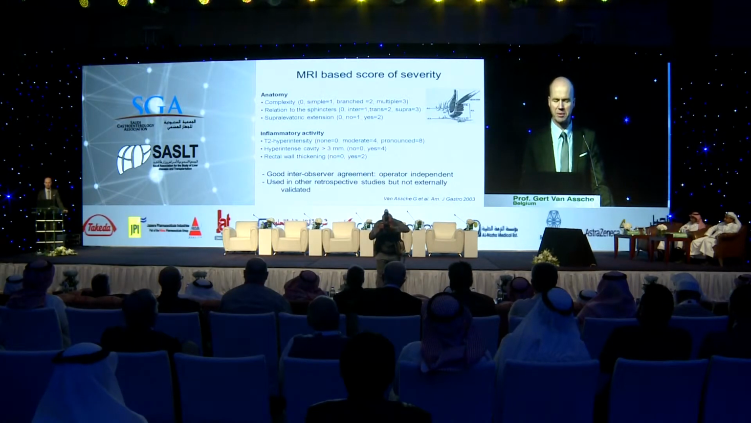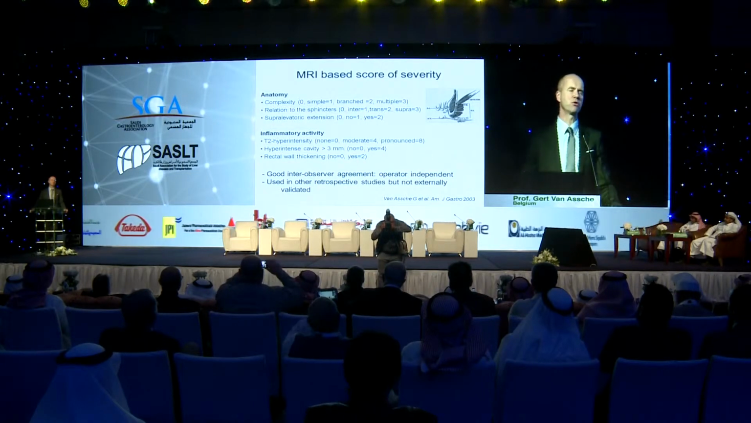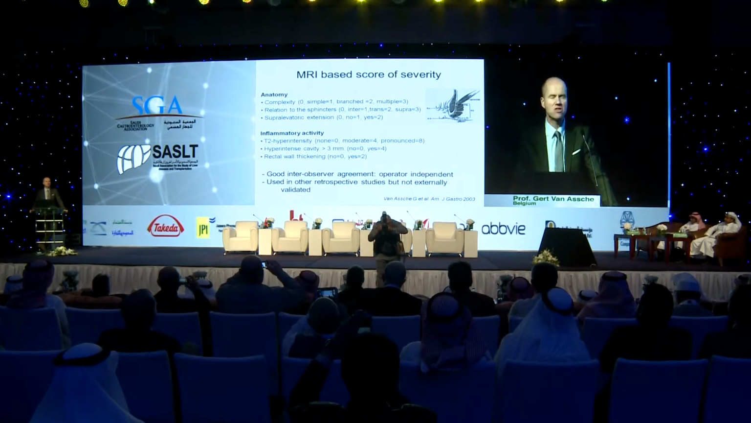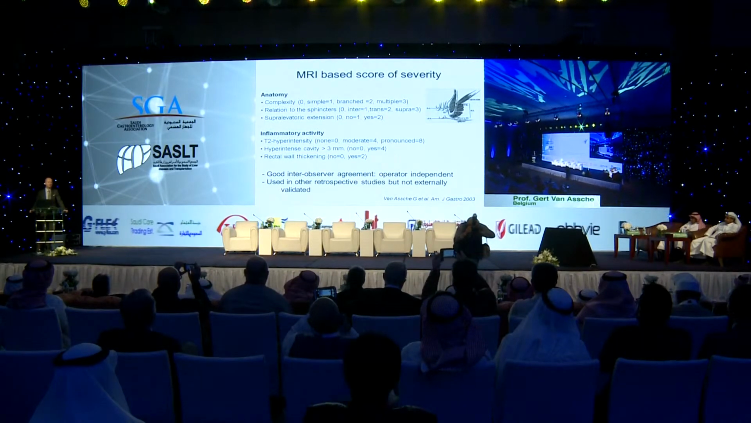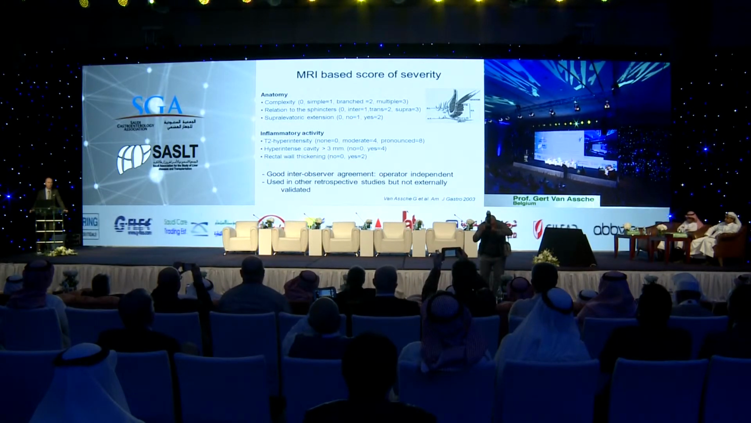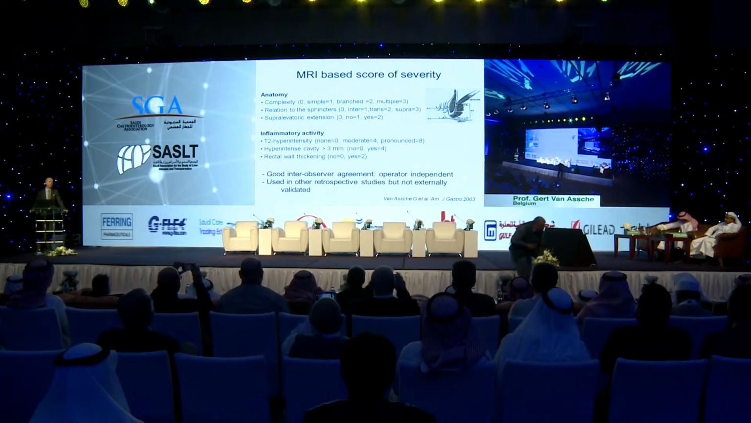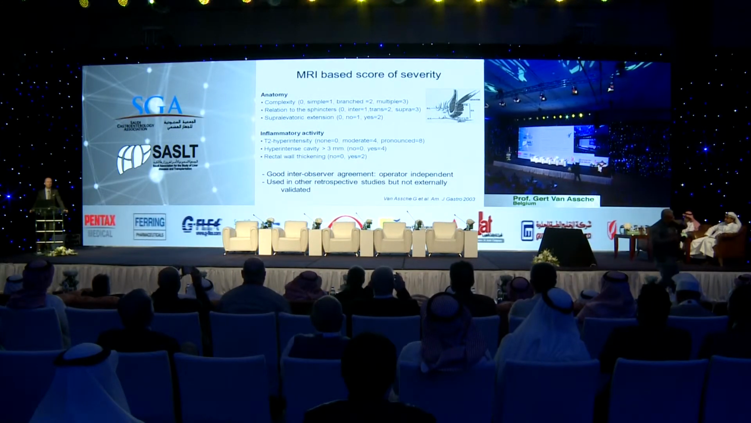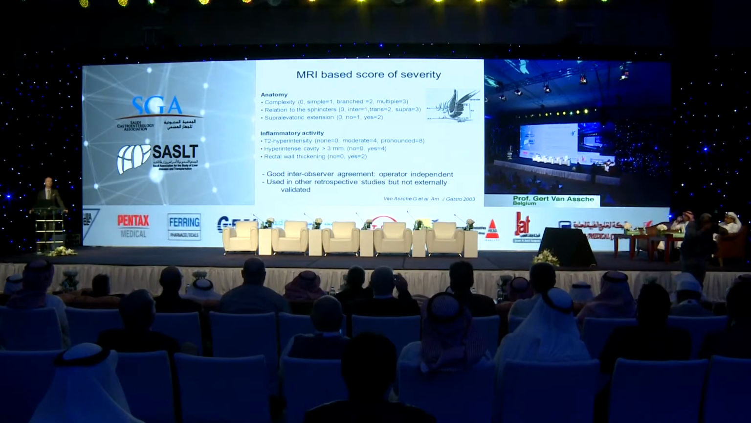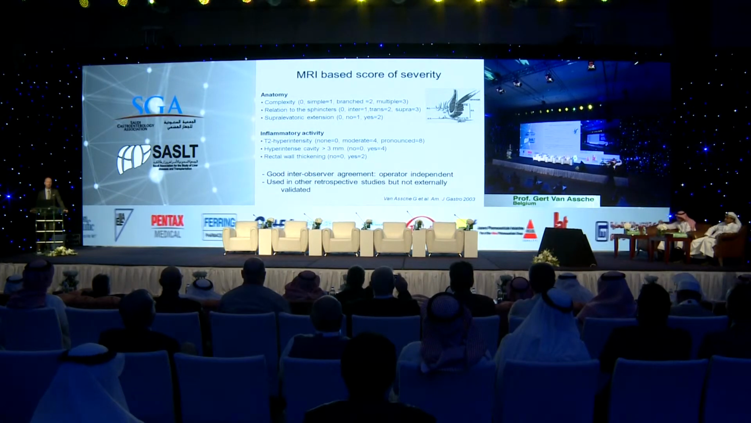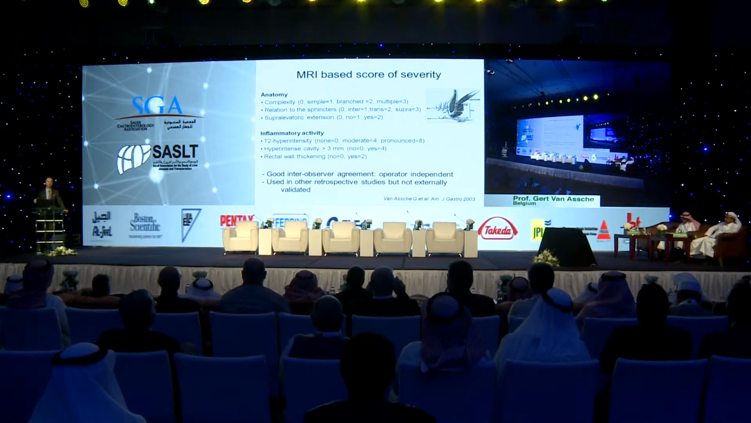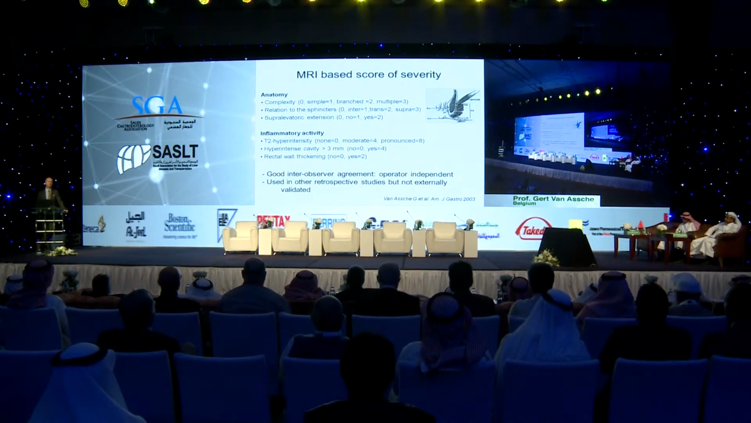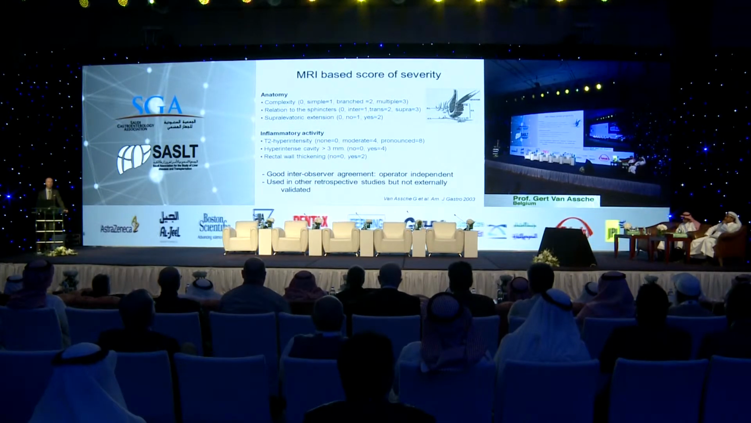We published about 13 years ago an MRI-based score of severity that has both anatomy and inflammatory activity components. Both are important. It had a good inter-observer agreement, operator independent. It's been used in other retrospective studies, but it's never been externally validated. And at this time, actually, the Robarts Institute is working on this score to try to make it better and more sensitive to change. Why is that?